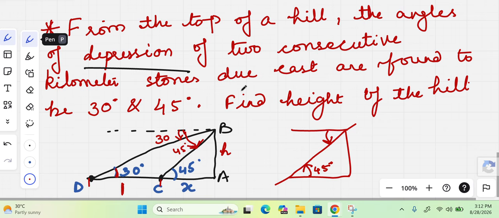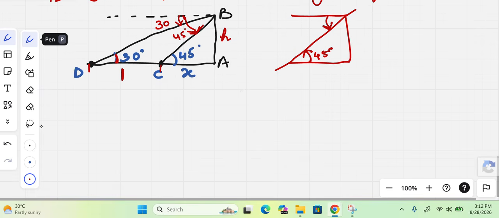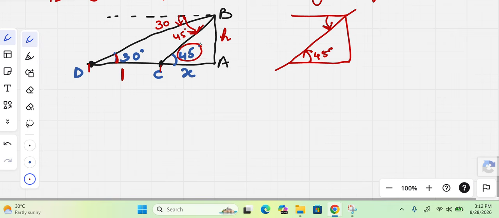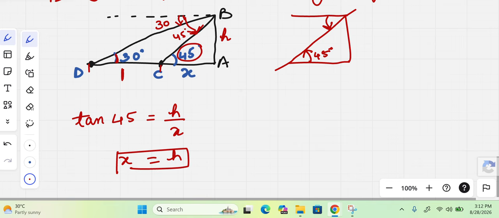So see if you are able to do this, kids. Otherwise, again, I will help you. Whenever 45 is there, that is the easiest thing. 45 means you can say tan 45 equal to opposite by adjacent, right? So here it is h by x, you should use AB and all. Then we will get h equal to x. That is the first one.